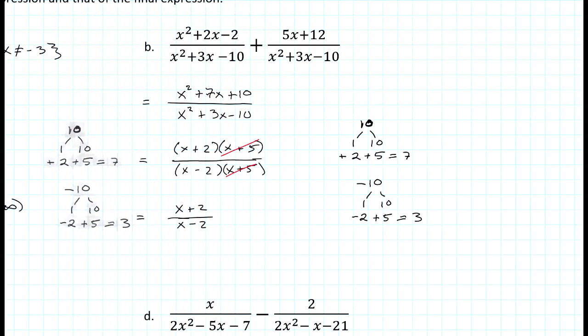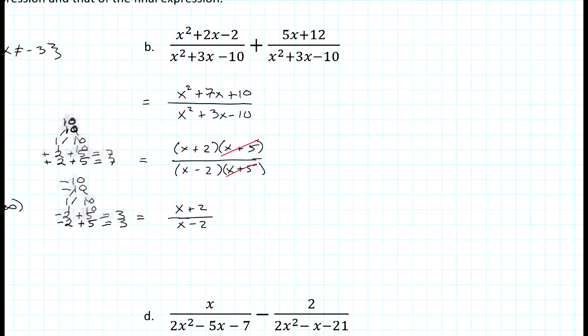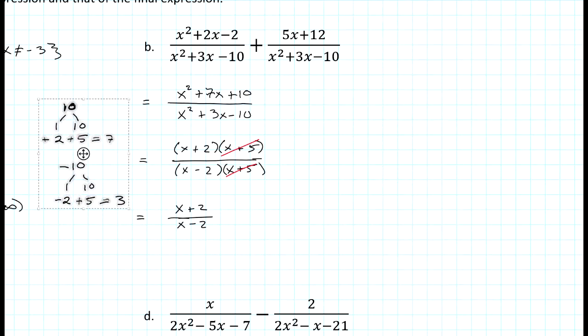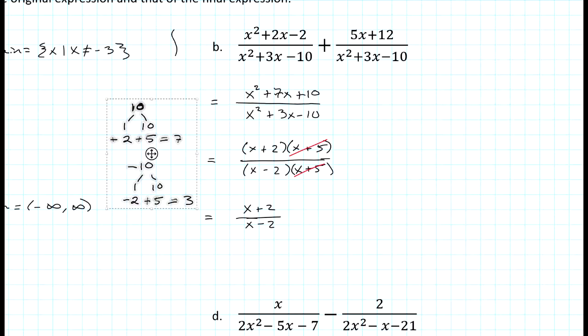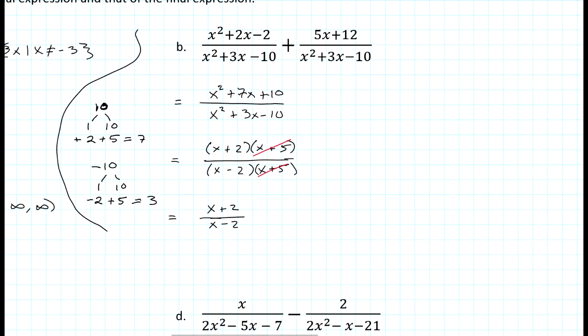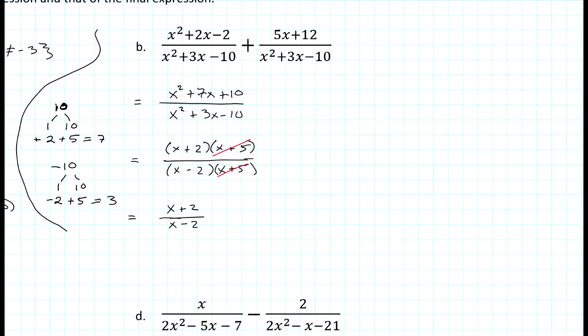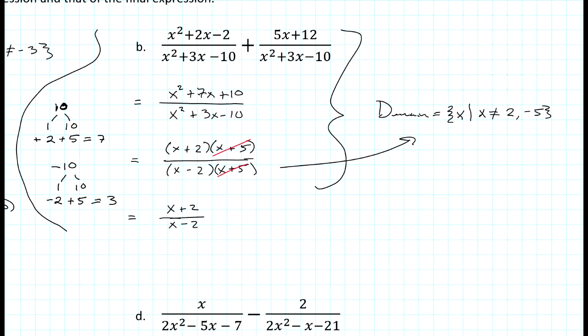stuff over here. There we go. The domain for the first three is going to be the set of x such that x cannot equal 2 or negative 5. We're just seeing that from that line where we've already factored that denominator.